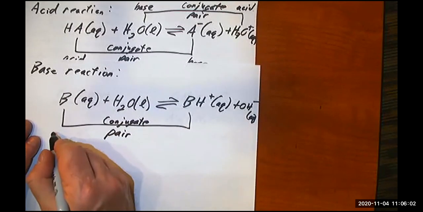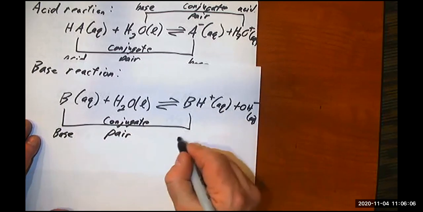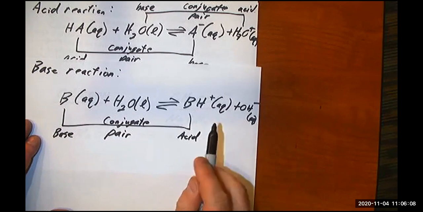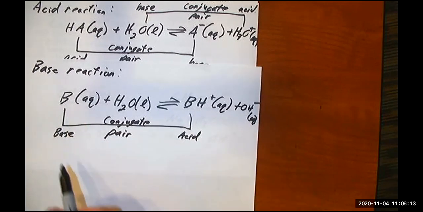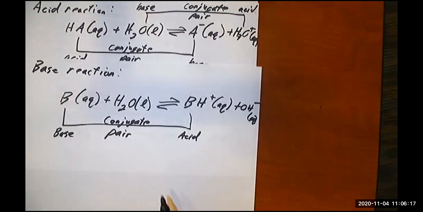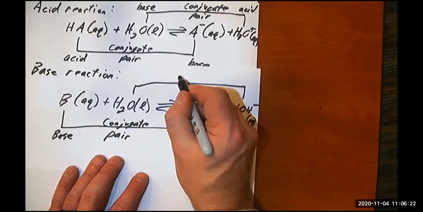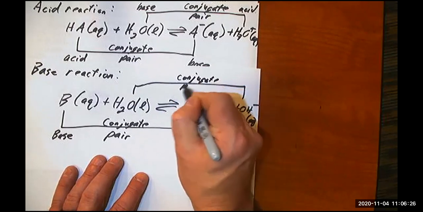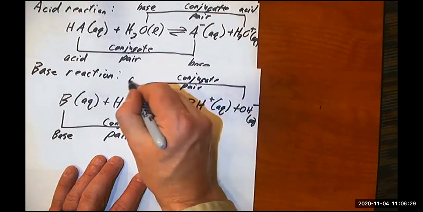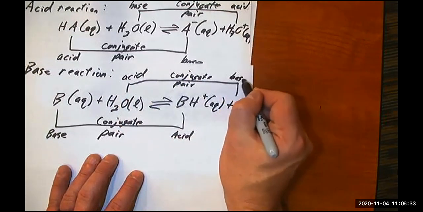The B here is acting as a base. In the reverse reaction, the BH plus is acting as an acid because it is donating its proton to the other species. And so the conjugate acid of base B is BH plus. Similarly, we have the water and hydroxide forming a conjugate pair, where the water is acting as an acid in this case, and its conjugate base is the hydroxide ion.